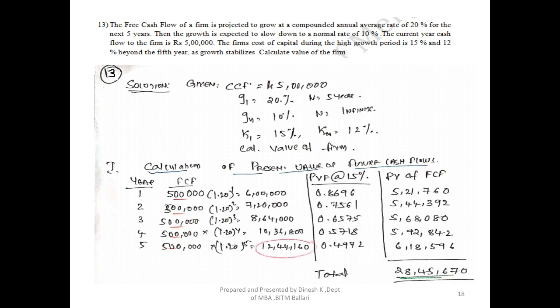Then in the second column the heading is present value at 15%. First, we'll calculate the table value and write it down, and the third column would be the future cash flow multiplied by the present value table factor. If you multiply, you will get the present value of the future cash flows. When you add up, you will get the total present value of the future cash flows as 28,45,670. That would be today's present value of all the cash flows that you are going to generate over the next 5 years. So this is the one component.